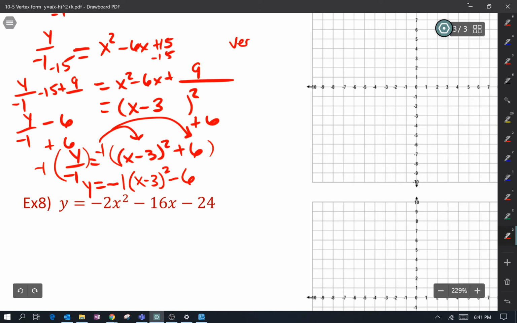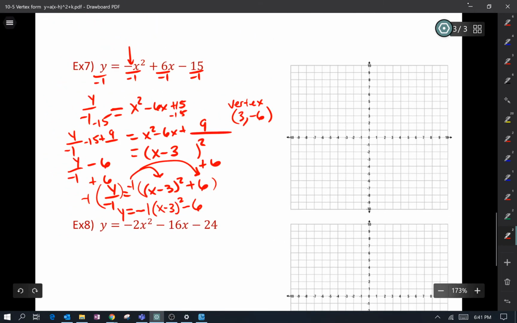So where's my vertex? My vertex is at negative 3. Nope. Made a mistake, didn't I? It's minus 3, so what am I subtracting? 3, negative 6. So the vertex is at 3, negative 6. So 3, negative 6 is here. Right? Let's find some more points. Let's see, what's close to 3? 2. Let's do 2, right?